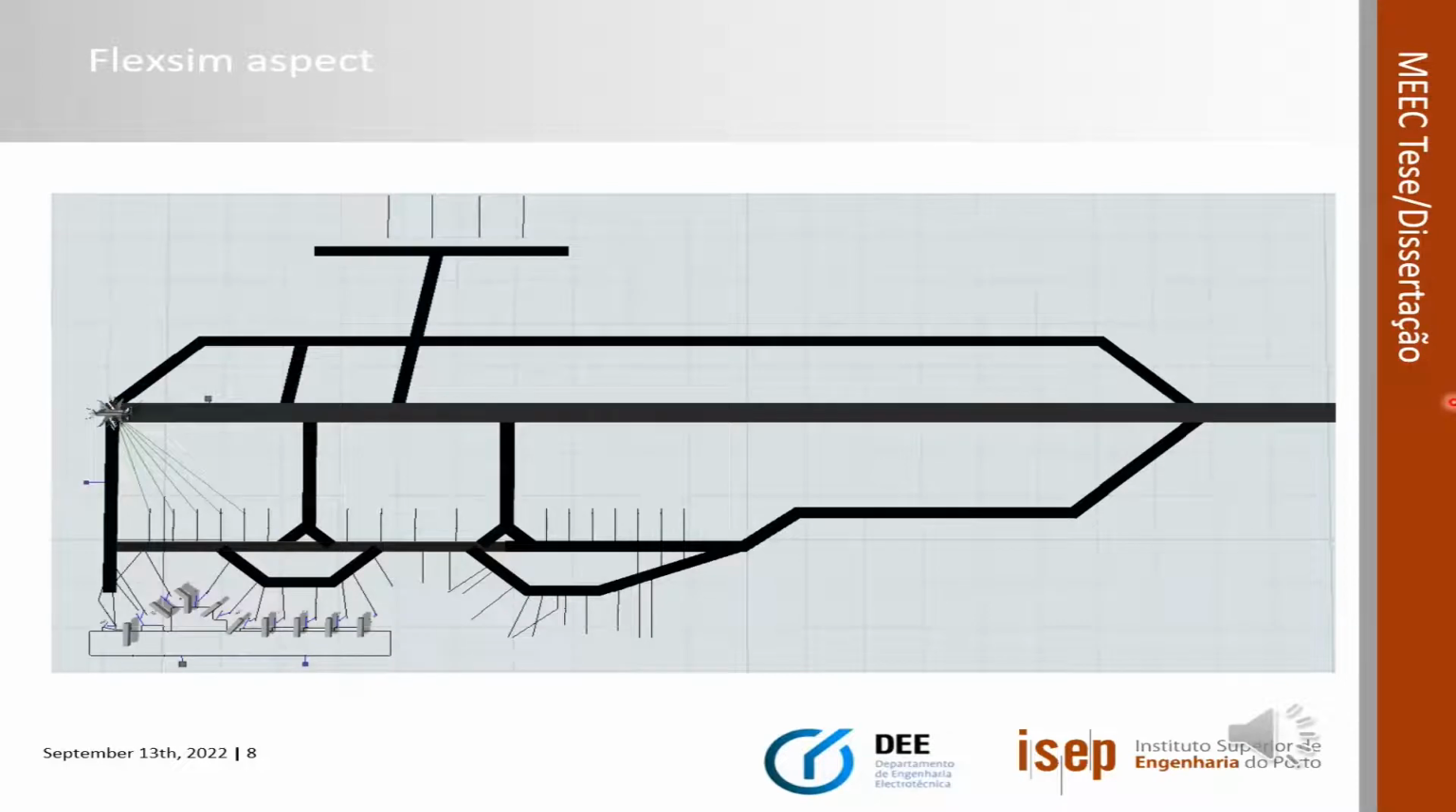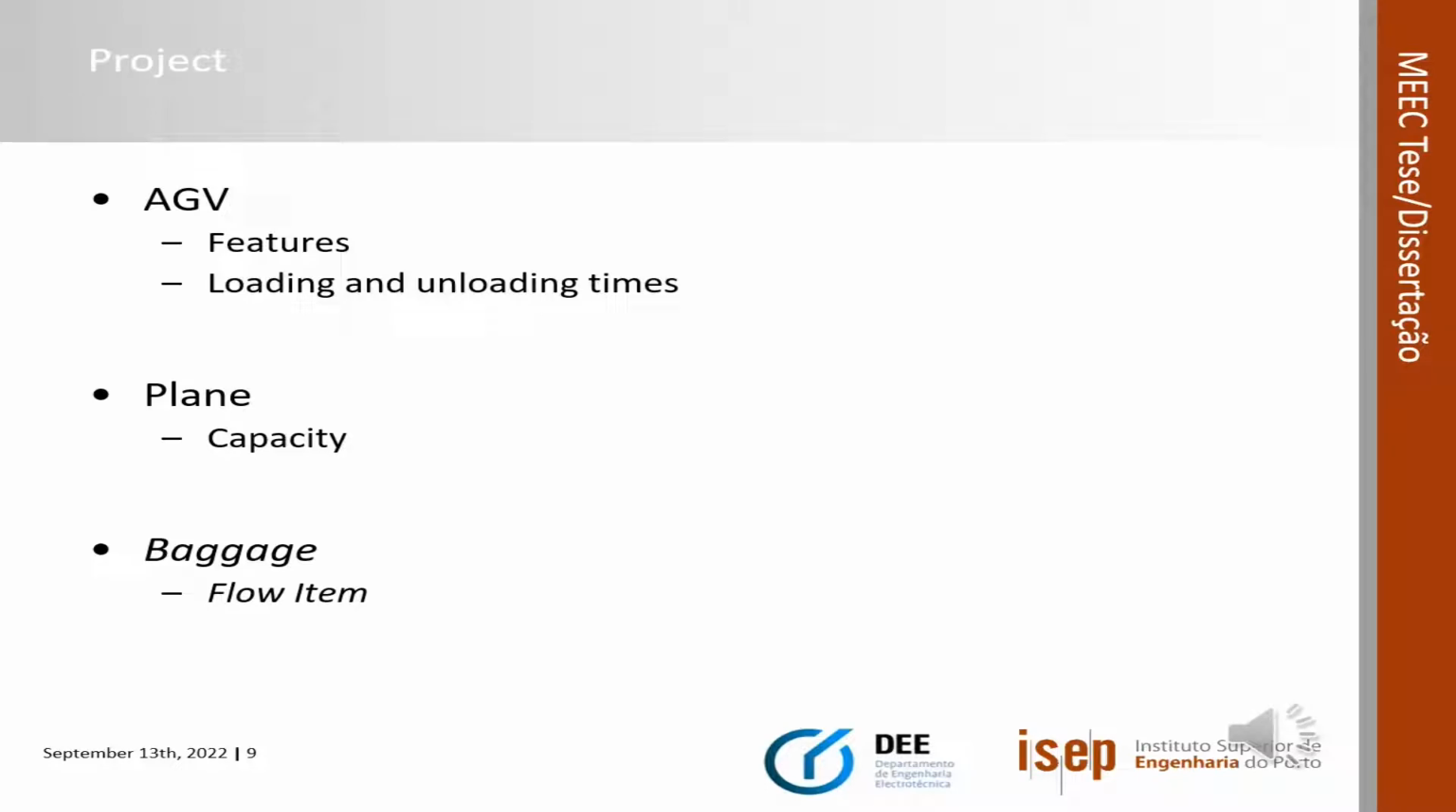In this slide, you can see the FlexSim aspect. Basically, in this figure you can check several things: the layout of the airport, the start and end locations for the arrival baggages, the start and end locations for the departure baggages, the 9 stands closest to the terminal, the AGV route on the left low side of the figure, and, of course, the airplane route. Regarding the project, I will highlight the most important points of the constituents, that is, the loading and unloading times for the AGVs, the capacity of the airplanes, and what is a flow item in the case of the packages.